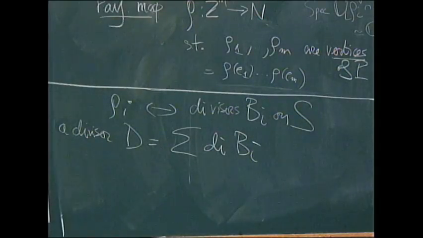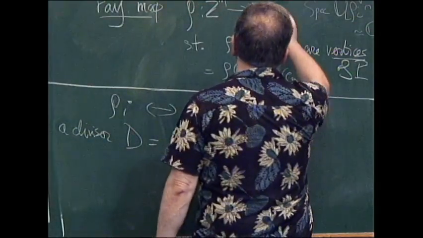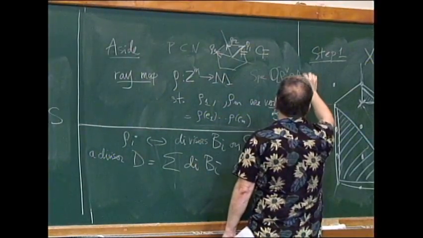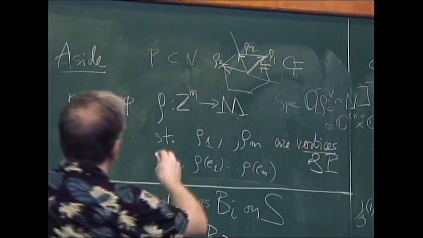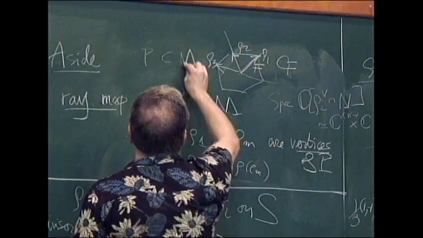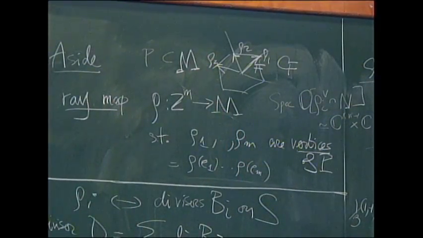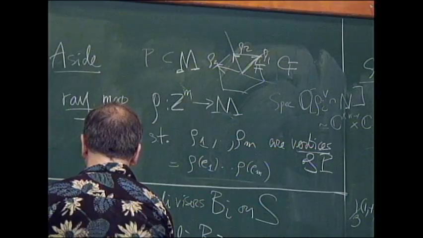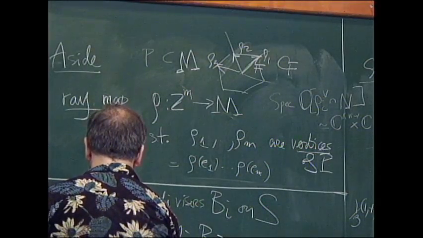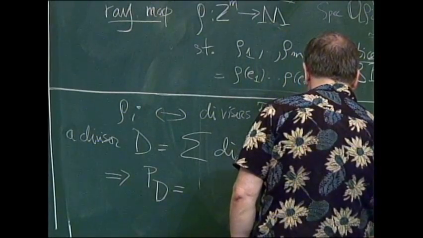So here I'm talking about this S here. Perhaps I want a ray map in M, and this stuff here. So here I'm talking about a polytope in M then. I'm discussing this particular S. And out of a divisor D on S, I can form a polytope P of D. And that's going to be a polytope in N.